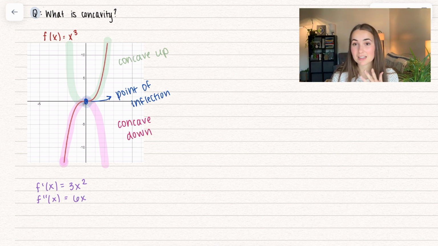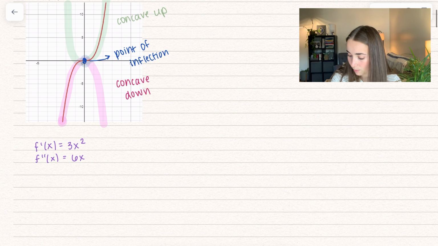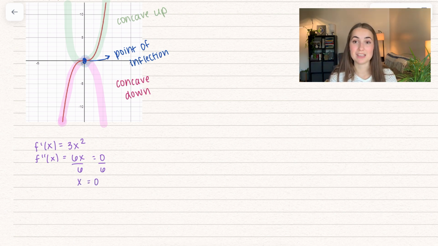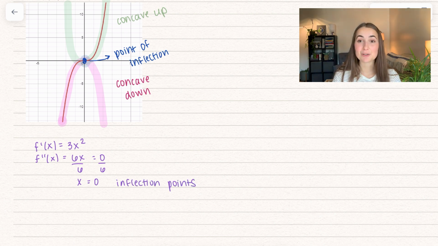So very similar to intervals of increasing and decreasing, what we do is we set this equal to 0 and we solve. So if I divide both sides by 6, I get x is equal to 0. And whatever x values we get are the inflection points. And if we look at our picture, right, we have an inflection point at x equals 0.